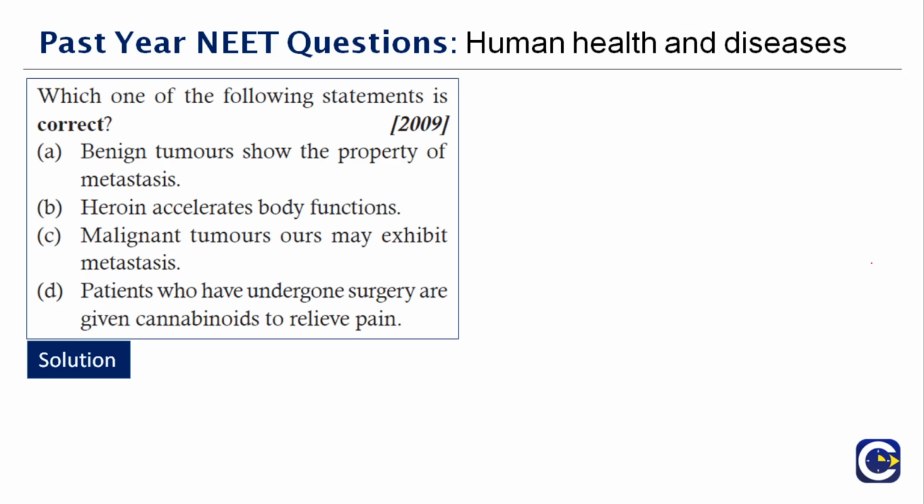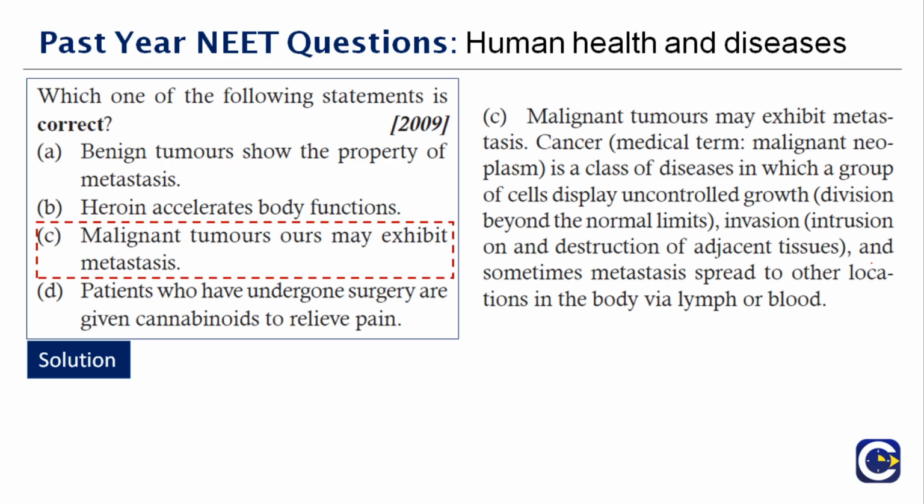Cancer is a medical term for malignant neoplasm and is a class of disease in which a group of cells display uncontrolled growth. So when it comes to cancer, the unique features about it, they keep growing, they keep differentiating. The tumor cells are not normal cells but they are carcinoma cells. So malignant tumors may exhibit metastasis, and that is right.